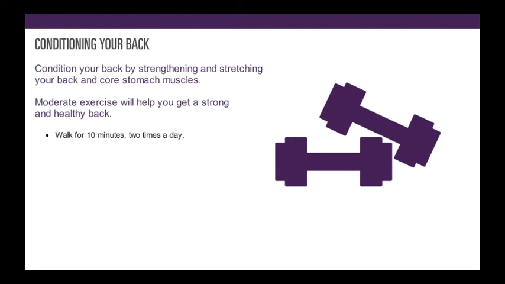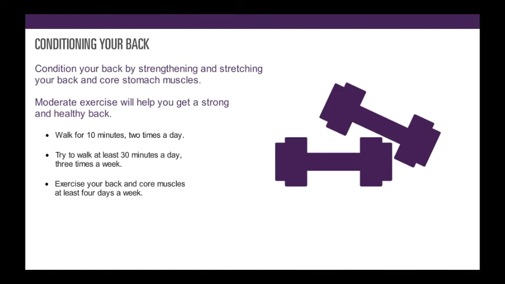Walk for 10 minutes 2 times a day, building to at least one 30-minute walk a day, 3 times a week. Exercise your back and core muscles at least 4 days a week. Gradually increase the exercise levels to avoid injury.